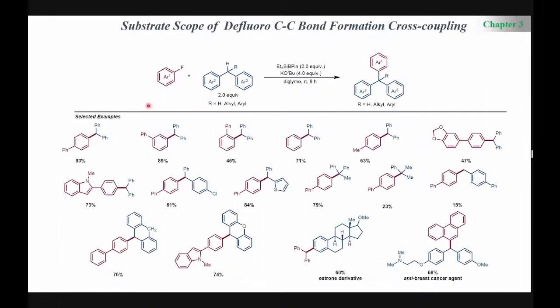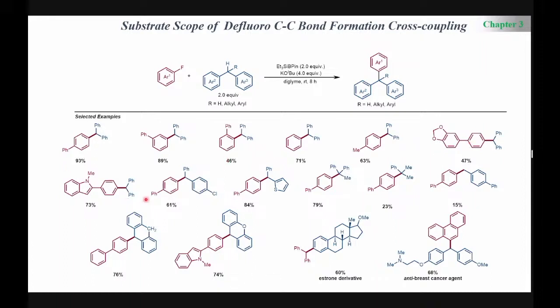So with optimal reaction conditions, we investigated the substrate scope. Here we can see a series of pi-extended systems. Fluorobenzene and methyl substituted fluorobenzene give a moderate to high yield. The lower yield of this kind of compound might come from the effect of steric hindrance. This heteroatom containing substrate is also suitable for this protocol.